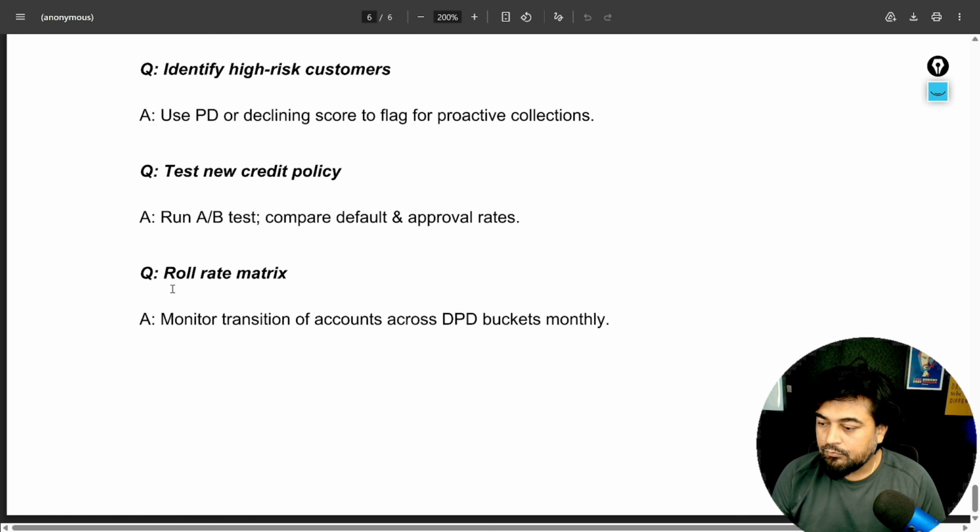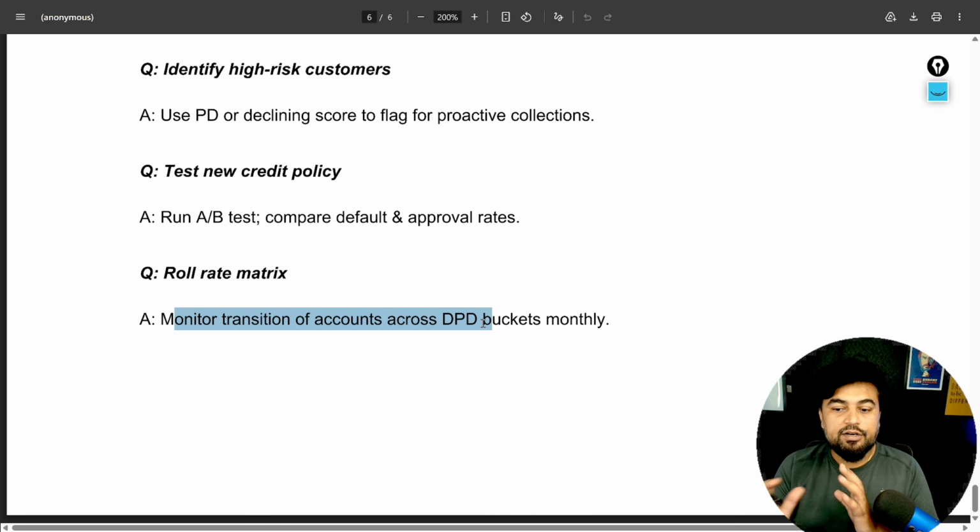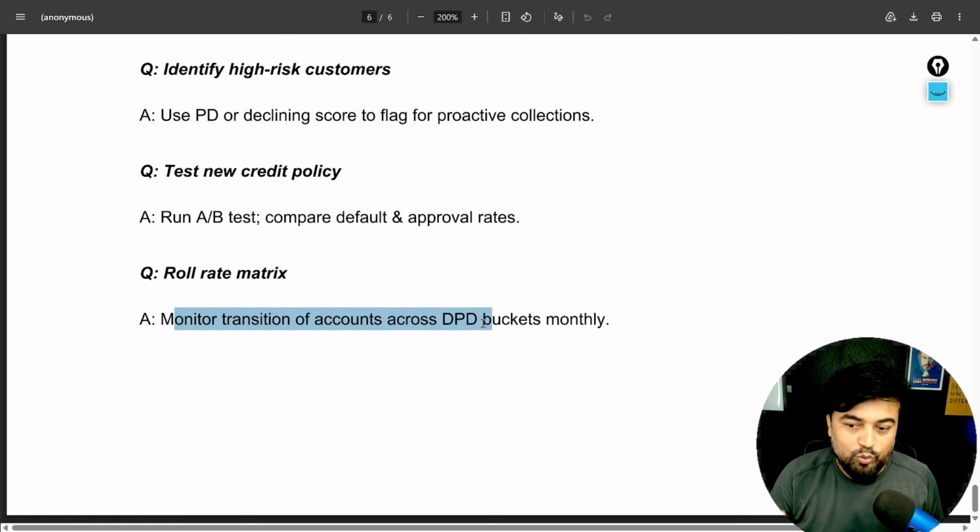Roll rate metrics monitor the transition of accounts across DPD buckets. Like in the 30, 60, 90 DPD buckets, how the movements are happening. That is known as roll rate metrics.